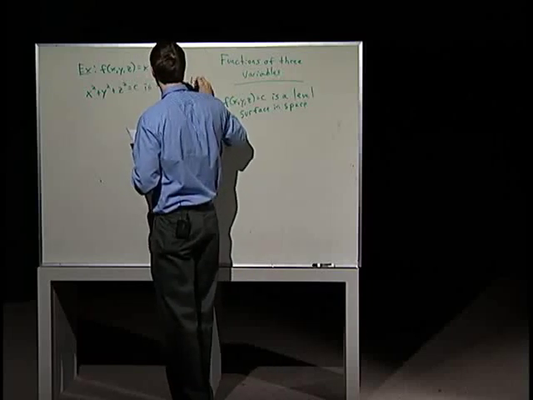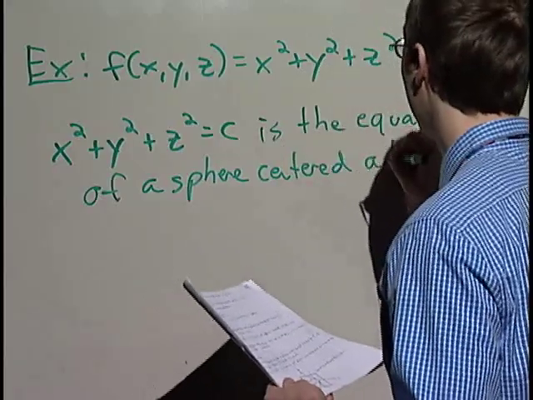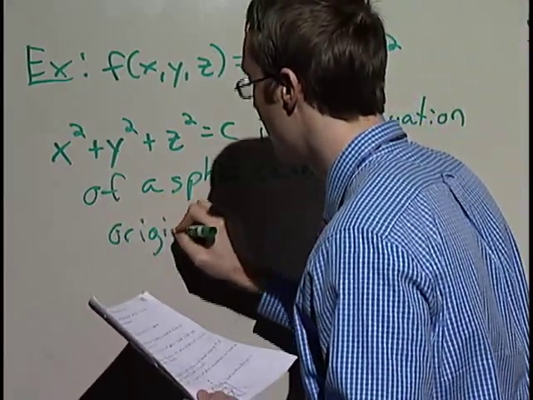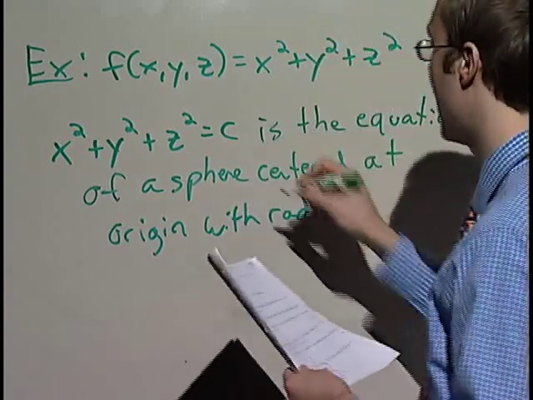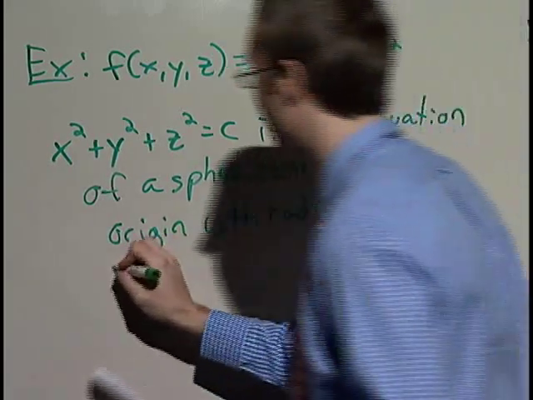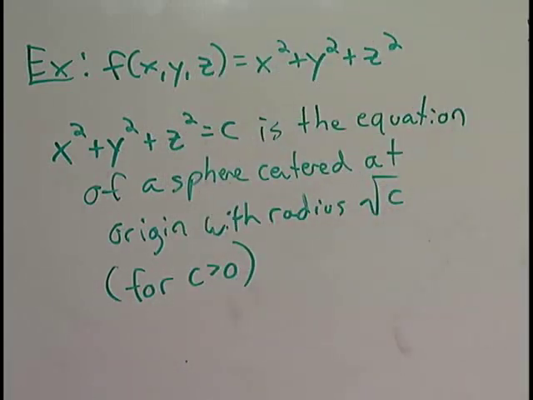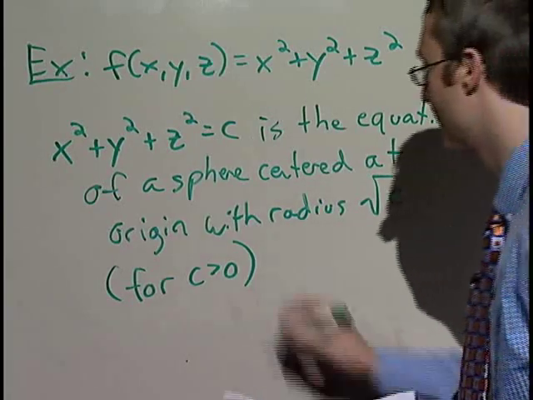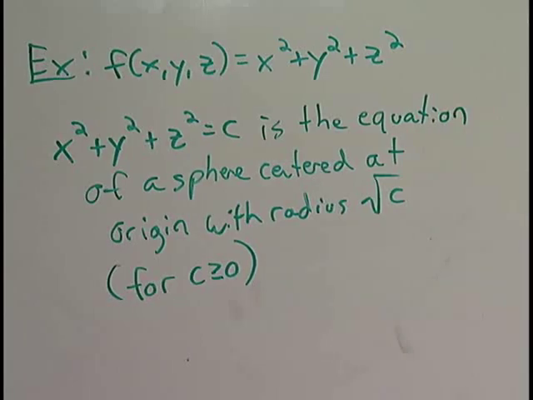This is the equation of a sphere centered at the origin with, what have I got here? Radius root c, is that right? Yeah. Radius square root c. And this is for c bigger than 0. Right? Otherwise, there's no such thing as a level surface for c less than 0. Okay? So we can make it c greater than or equal to 0, can't we? Yeah, because when it's equal to 0, it's just the degenerate point 0, 0, 0.